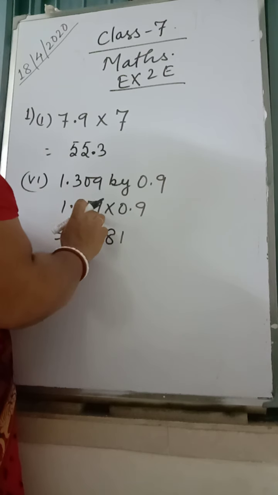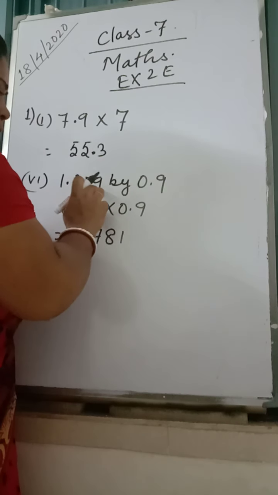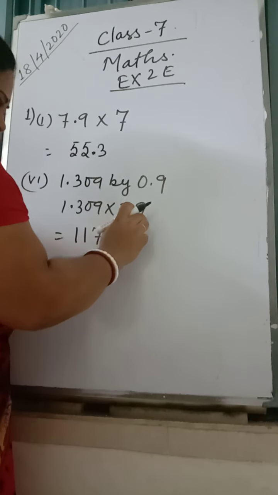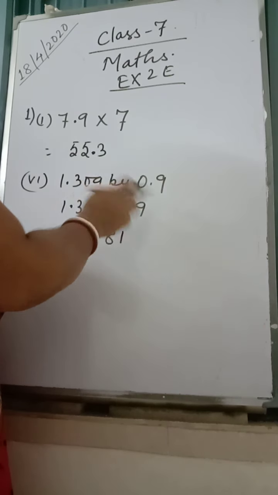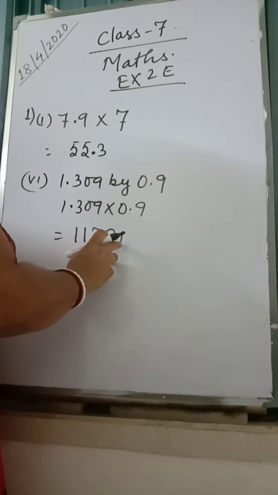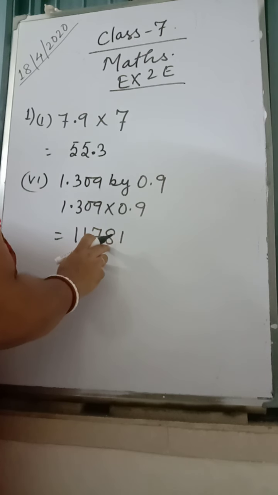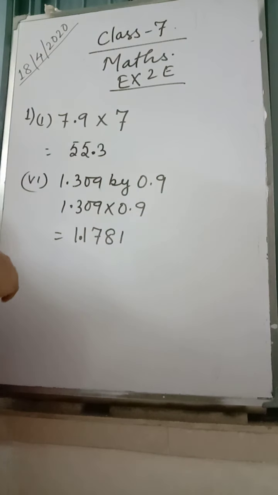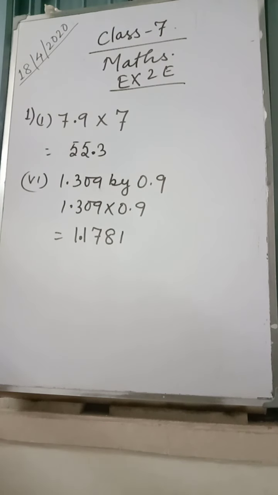1, 2, 3, 4. There are 3 digits after the decimal on this side and 1 digit after the decimal on this side. So in total there are 4 digits after the decimal. So here we will be counting 4 digits, 1, 2, 3, 4, and place the decimal. This is the way we find the product of decimal numbers.